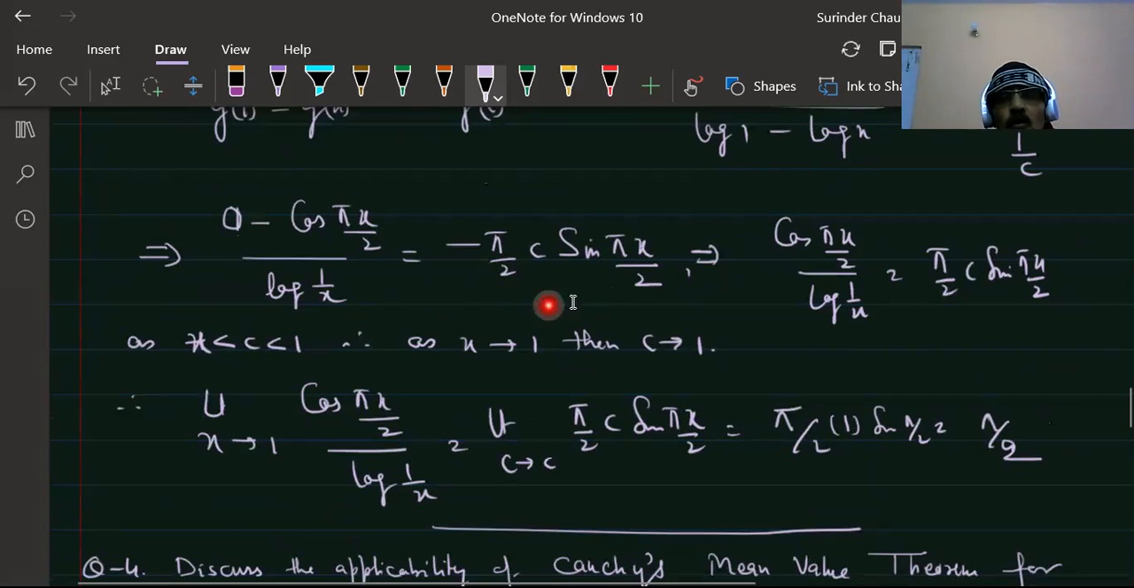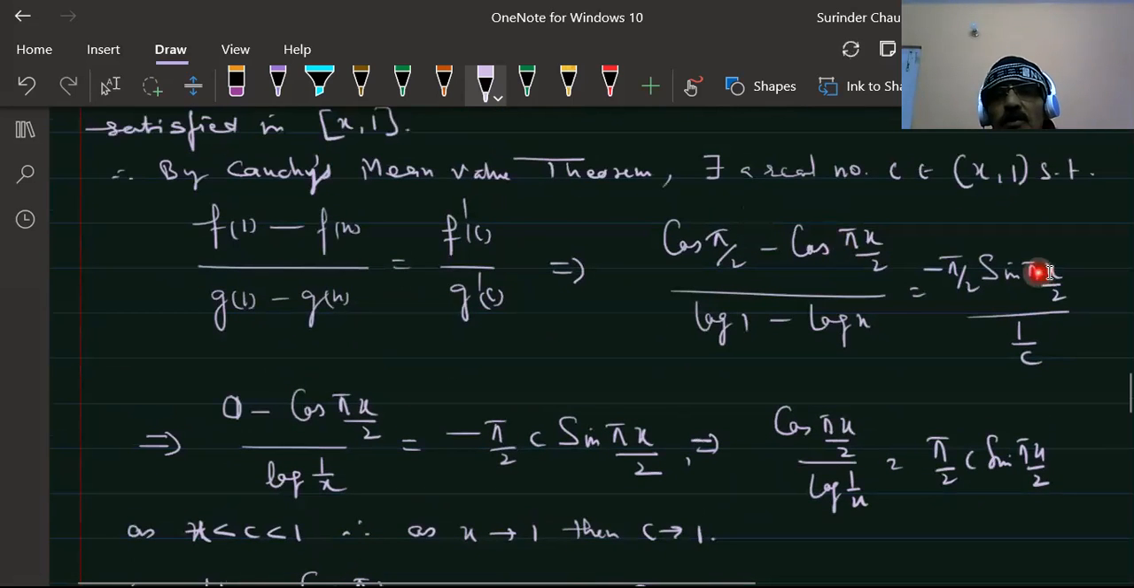So this becomes minus 5 by 2 c, sine of c. This will be sine of c, c is here, and this is again c here.